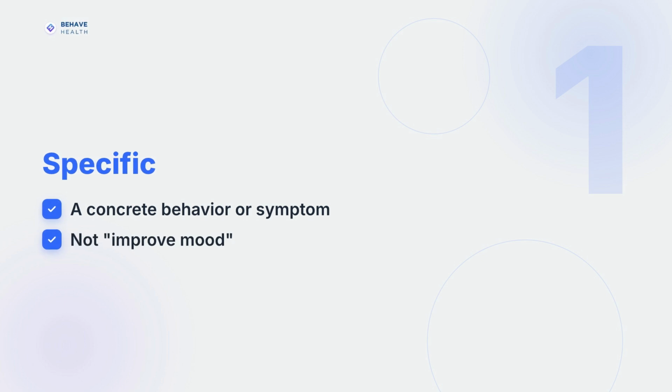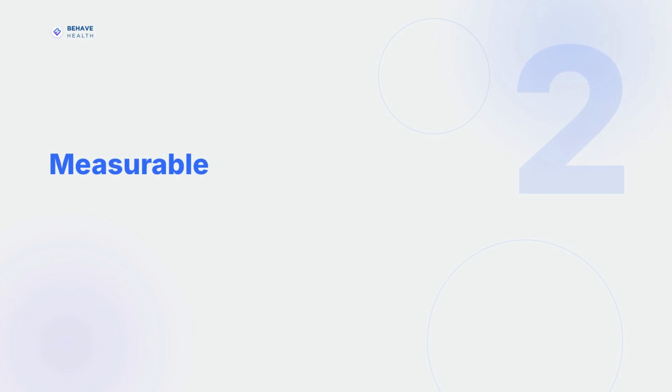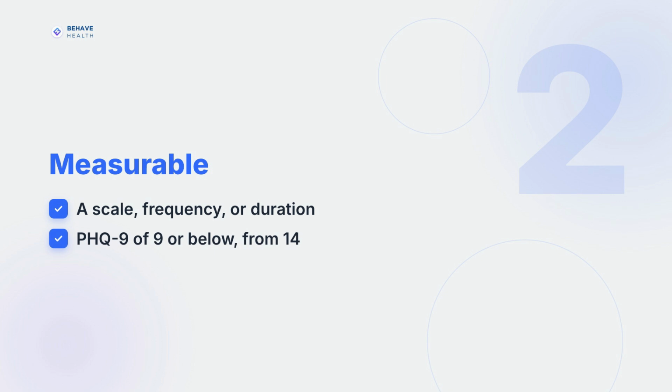"Improve mood" is the textbook auditor red flag. Name the exact change you expect to see. 2. Measurable. Include a quantifiable indicator, a scale score, a frequency, a duration, or a percentage. For example, score 9 or below on the PHQ-9, down from 14, a number an auditor can verify.